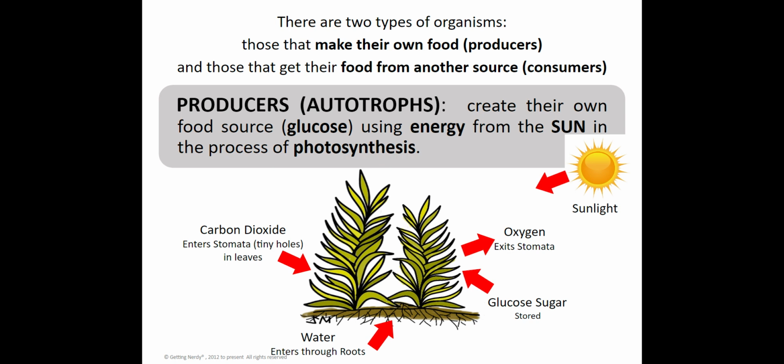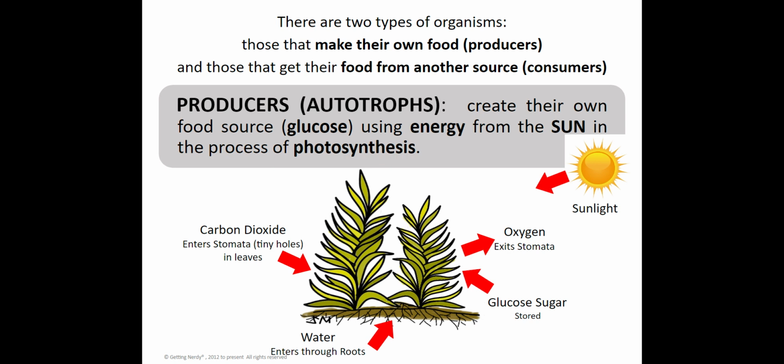All right, let's start at the very top. What you need to know: there are two types of organisms, those that make their own food, called producers, and those that get their food from another source, called consumers. Let's start with the producers. Producers are also called autotrophs, and they create their own food source, which is glucose, using energy from the sun in the process of photosynthesis.